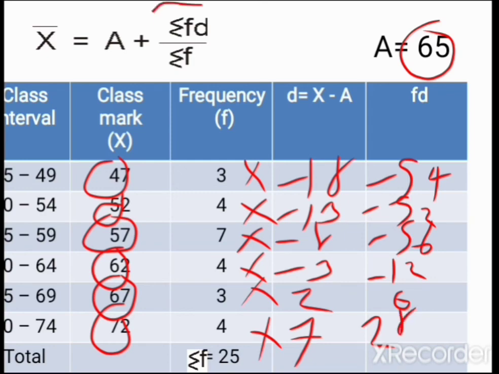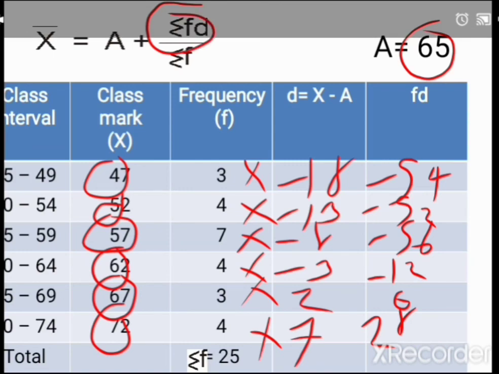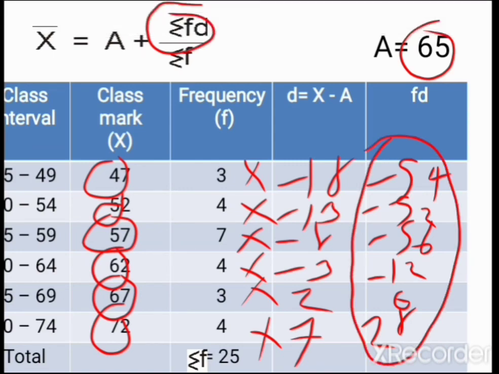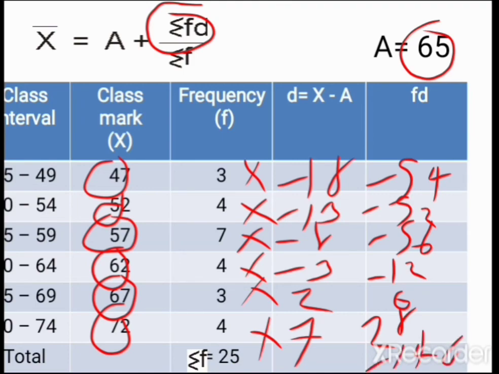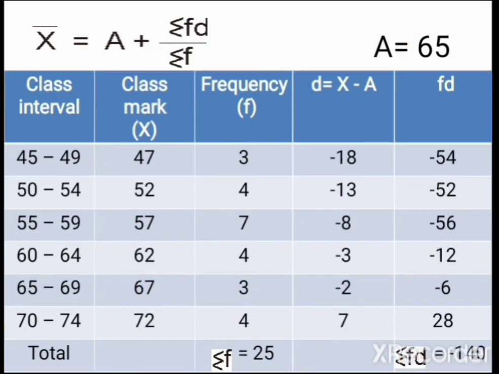So look at this part of the formula. We say we should look for summation FD. Summation FD is to add all the items in the FD column together. If we add everything together, we get minus 140. Summation F is to add all the F together, which is 25. This is quite rough. Let me transform it. Yeah, better now. So this is the table we will obtain.